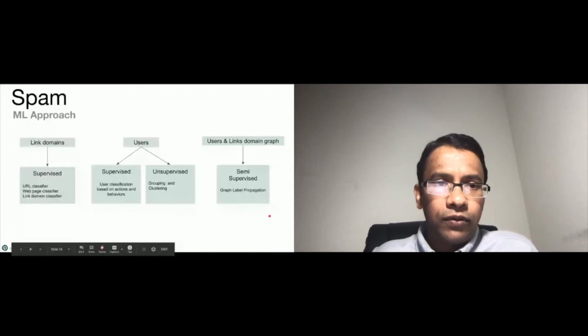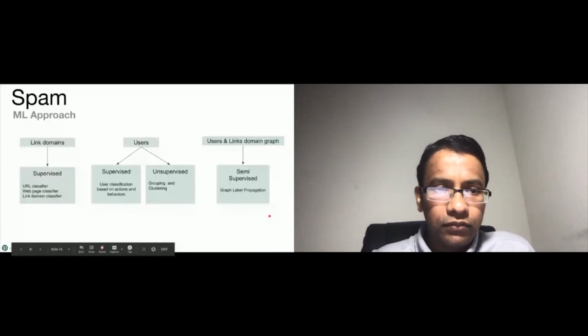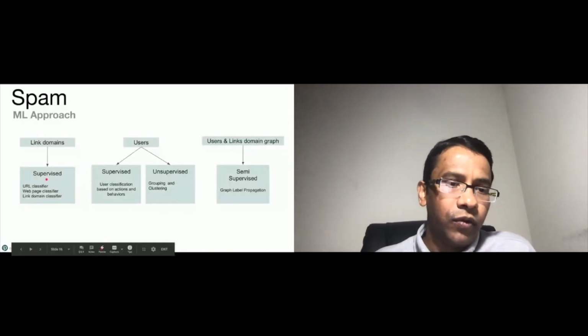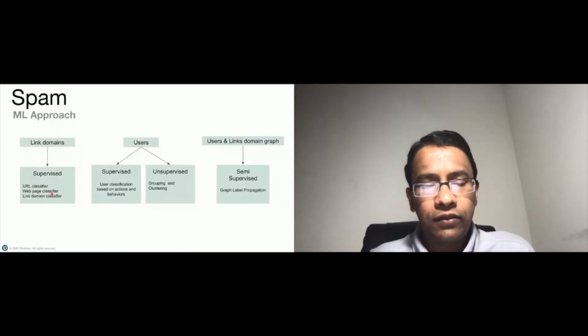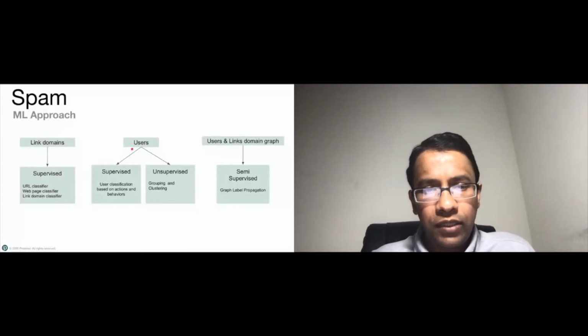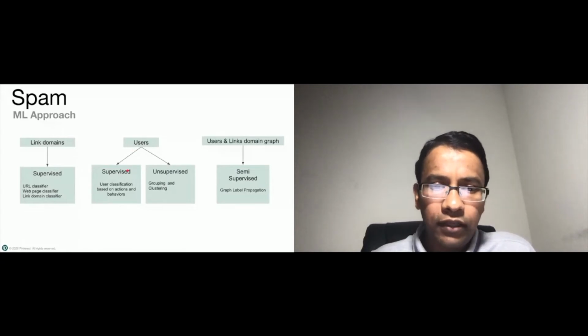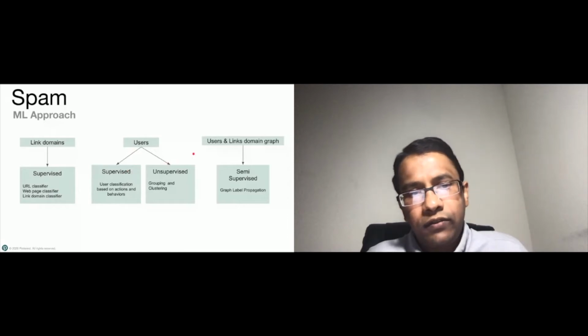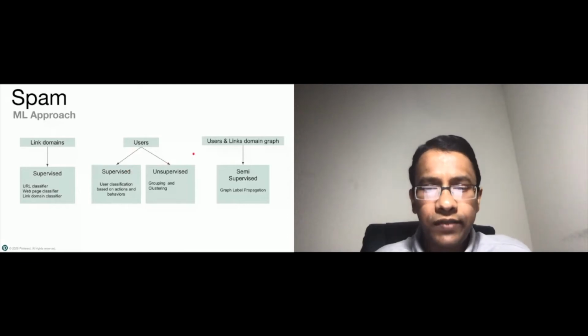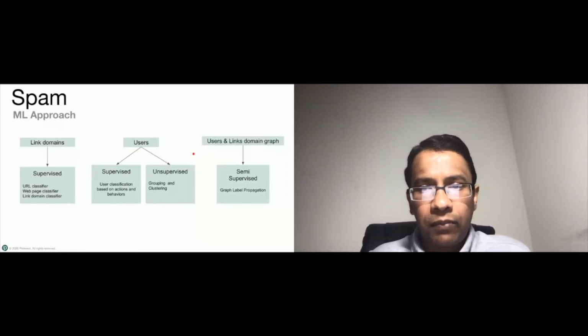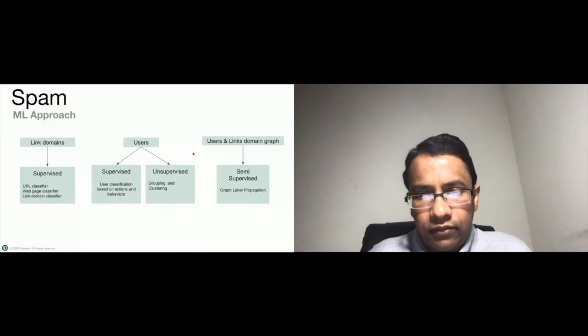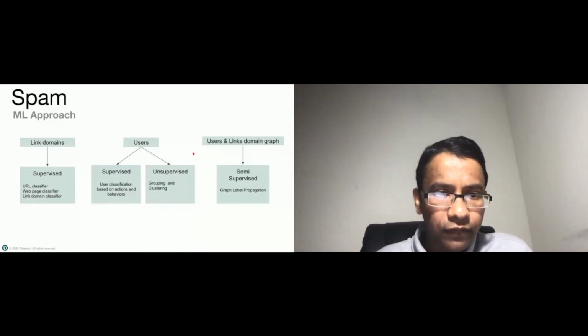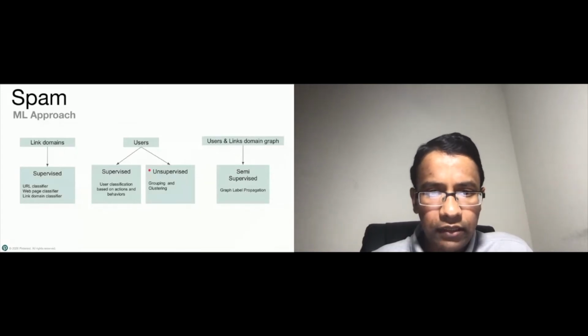The ML approach for spam covers a broader spectrum. We look into the link domains, and we have developed a suite of models to identify domains or links which are spammy. For users, we have developed supervised as well as unsupervised techniques to catch spammy users. And we also use the relationship between domains and users in a graph setting to find out which are spammy users or which may be spammy links or domains. I will focus on a few of the classifiers from the domain side and a few of the user models from the user side.